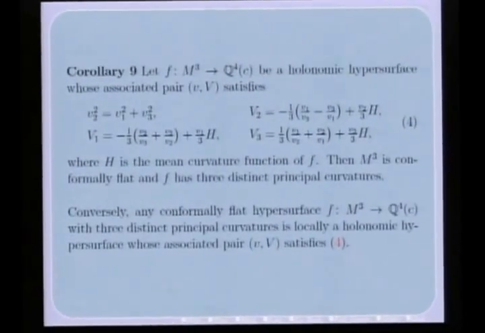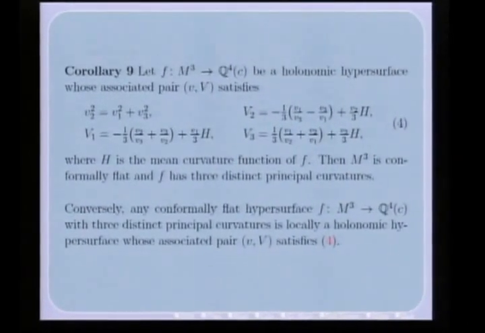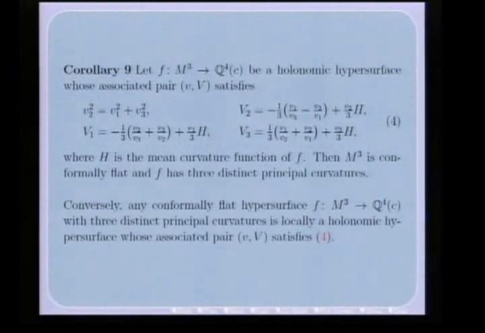Yet another way of expressing the same thing is by saying that one has a holonomic hypersurface whose associated pair satisfy, besides the condition that appears in Jerome's result, those three additional ones which express the coefficients of the second fundamental forms in terms of the coefficients of the first one and the mean curvature function of the hypersurface.